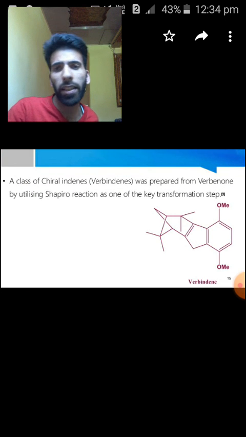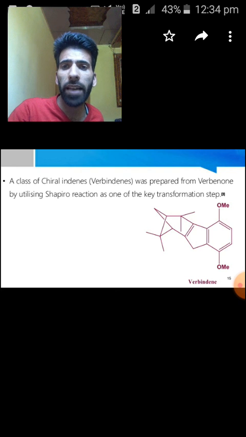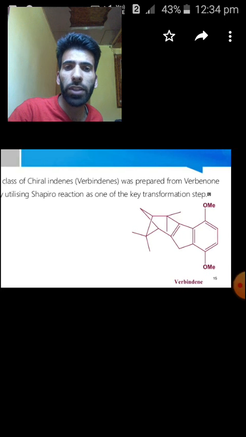Another synthetic application of Shapiro reaction is that a class of chiral dienes, which we call verbenadienes, was prepared from verbenone by utilizing Shapiro reaction as one of the key transformation steps. Here you can see the structure of verbadiene.